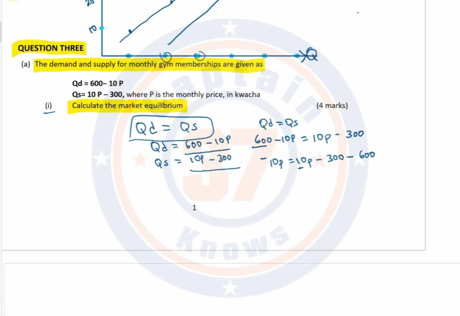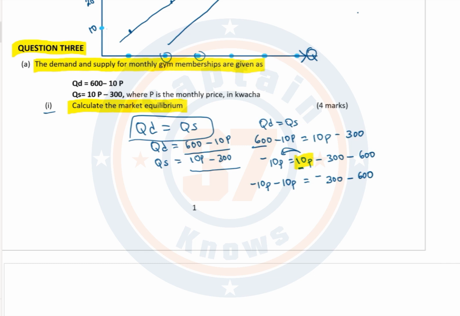We need to then move this 10p across the equal sign. So it's going to be negative 10p minus 10p is equal to minus 300 minus 600. Are you confused? This 10 over here is a positive 10. When it crosses over, it becomes a negative. That's why it's negative 10. That's basically it. We are not yet done. I wanted to explain how that 10 became a negative.